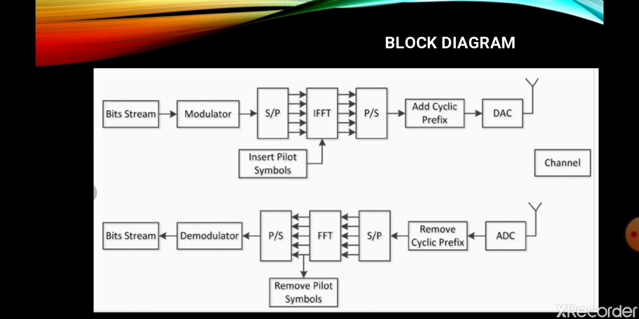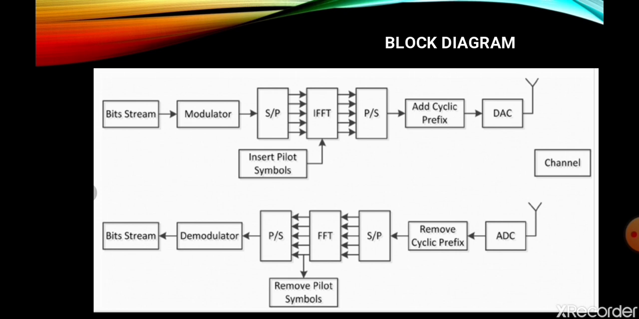The signal is then transmitted through the channel, and the bottom figure is the receiver, where after receiving it there's an ADC, and then the cyclic prefix which was added at the transmitter is removed. Then you have the serial to parallel converter, then the FFT, parallel to serial converter again, and then the demodulator, and you get back the bit stream or the data. Now let's look at each block in detail.